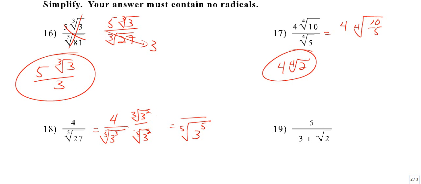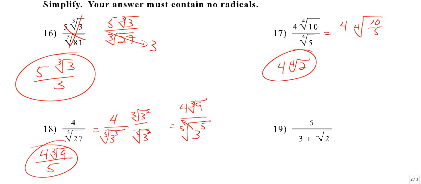All right, so what I'm going to have is 4 times the cube root of 3 squared, that's 9. And the denominator would be the 5th root of 3 to the 3 plus 2, is 3 to the 5th. So this comes out as a 3. So I get 4 times the cube root of 9 all over 5. And that can't be simplified anymore.